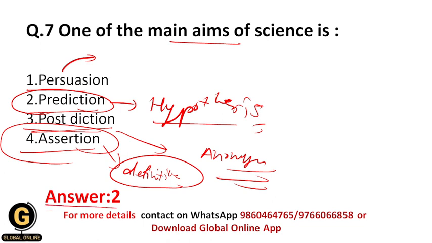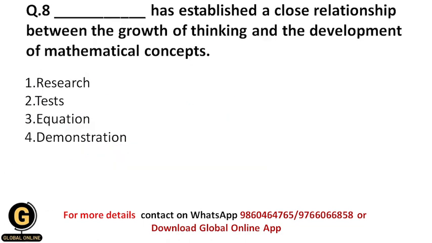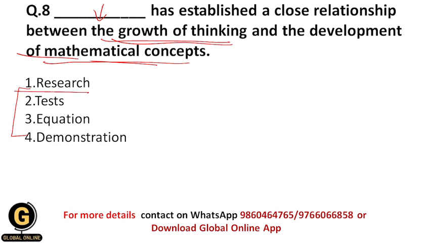That's why here the correct answer is second. Dash has established a close relationship between the growth of thinking and the development of mathematical concepts. So among these options, which is the concept because of which a close relationship between the growth of thinking and development of mathematical concepts is established? Whether it is research, tests, equation or demonstration.